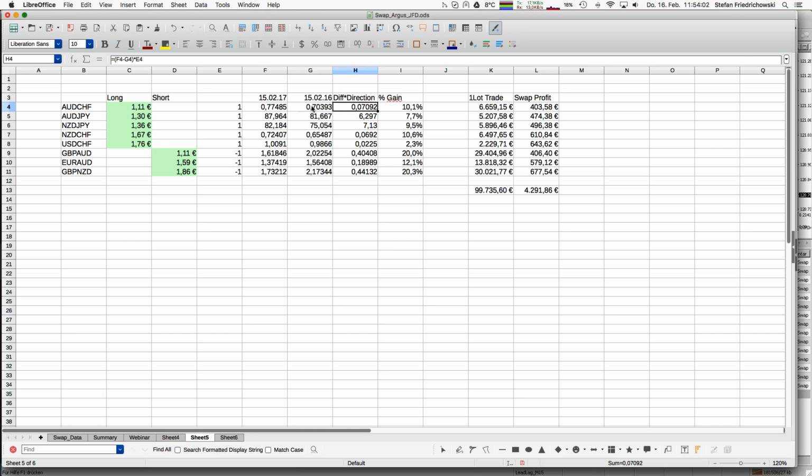And then I realized, okay, Australian dollar, Swiss franc, good. The price has increased. Nice. By 10%. So that trade itself would have generated profit already. And if I would do a 1 lot trade on that forex pair, it would have generated a little bit more than 6,000 euros just because of the price change, and I would get additional swap profits on top of that.